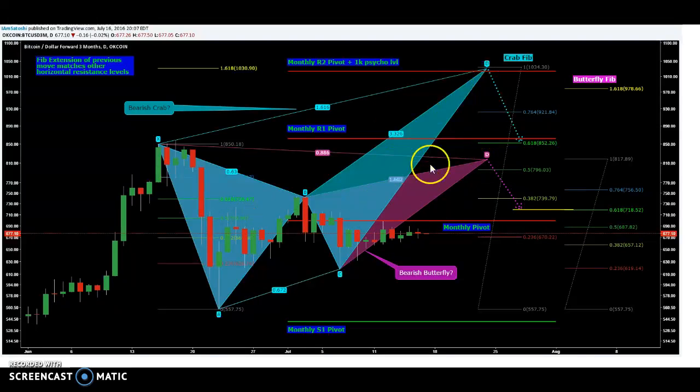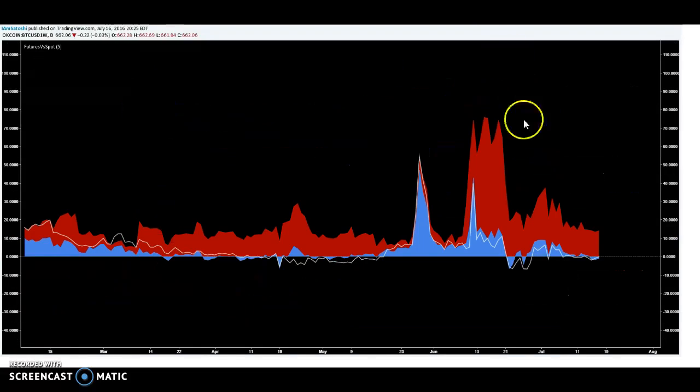In any case, if either one of these completes, the retracement target is basically the 618. Again, the crab makes more sense because the retracement target is basically this monthly R1 pivot. This retracement target is kind of in no man's land. 718, I don't know. So two other things real quick as far as fundamentals-ish are concerned.